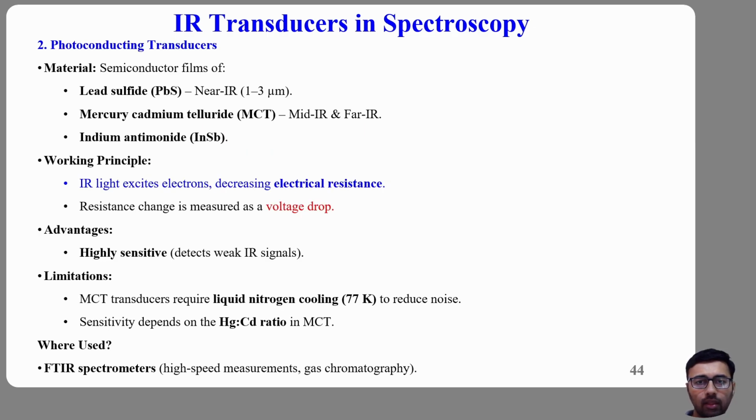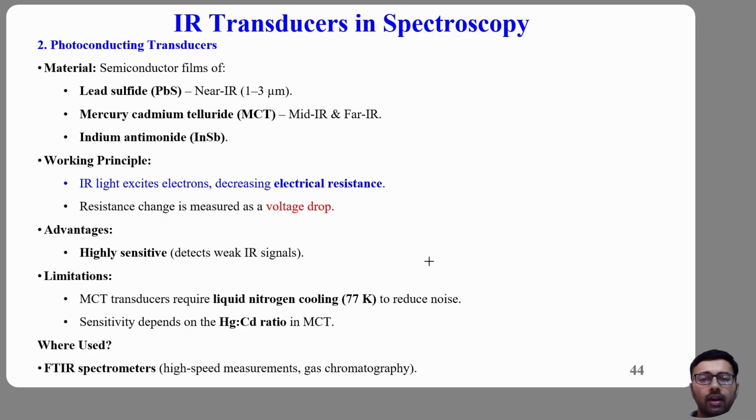Now, let us move to another extremely important detector category, that is photoconducting transducer. These detectors rely on semiconducting materials. Different semiconductors are used for different spectral regions. For example, lead sulfide is commonly used for near IR detection. Mercury cadmium telluride, commonly called MCT, is widely used for mid IR and far IR detection.